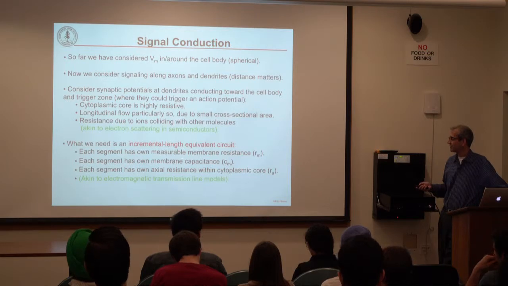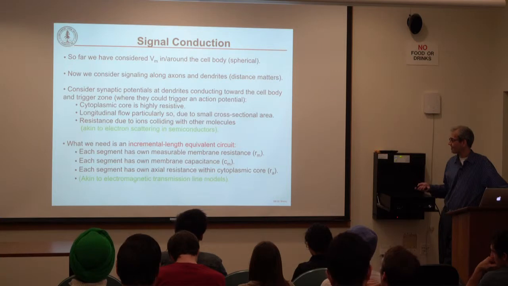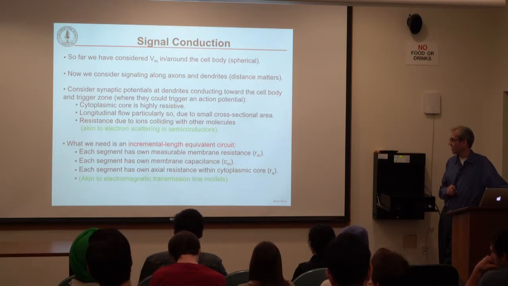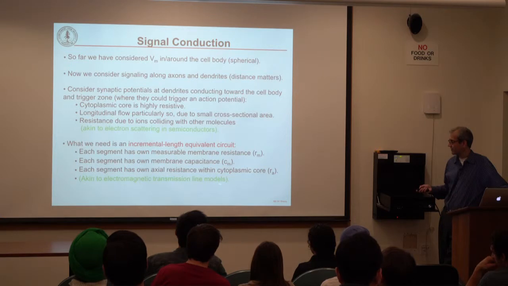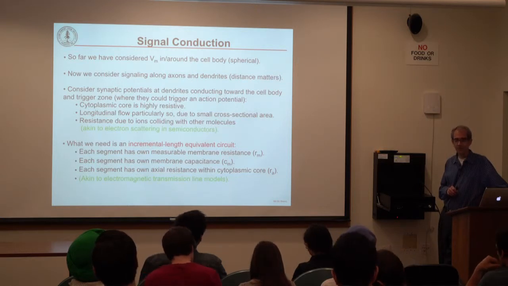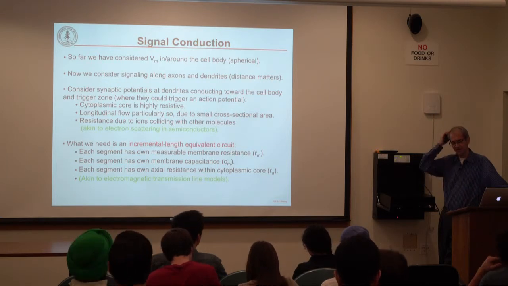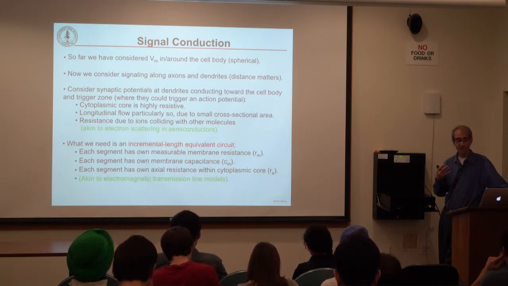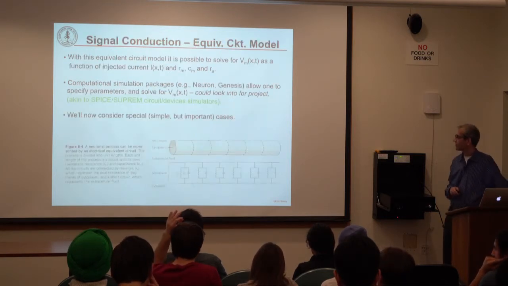Each segment has its own measurable membrane resistance, Rm, its own capacitance, Cm, and each segment also has its own axial resistance within the cytoplasmic core, Ra. For those of you that this helps, it's very akin to an electromagnetic transmission line, where all of a sudden wires don't look like just nice wires as we typically first learn them, when you're operating at super high frequencies. So this is what that equivalent circuit looks like.